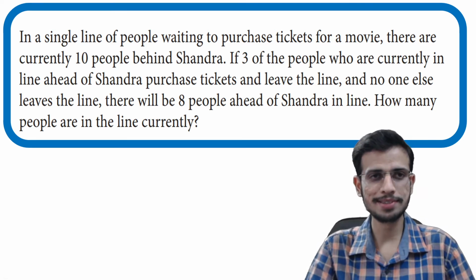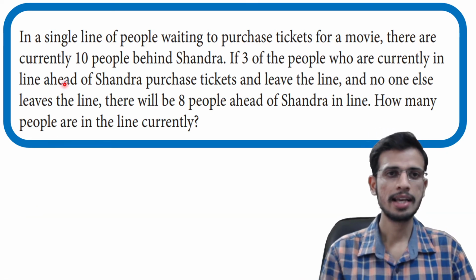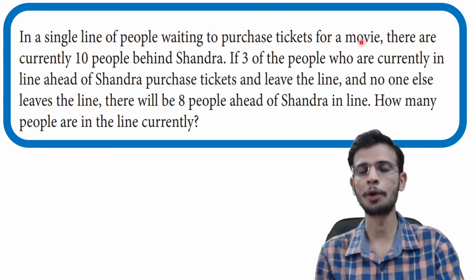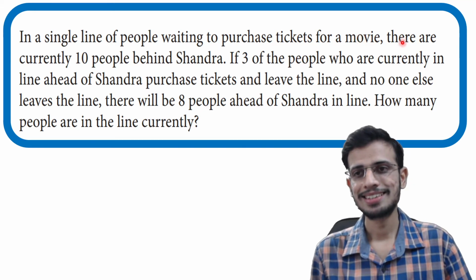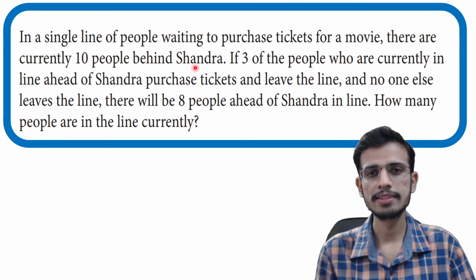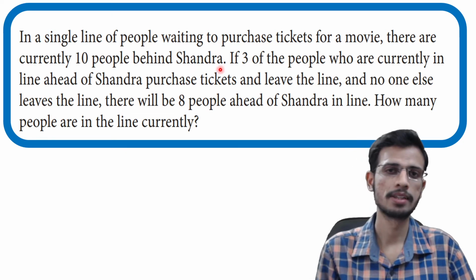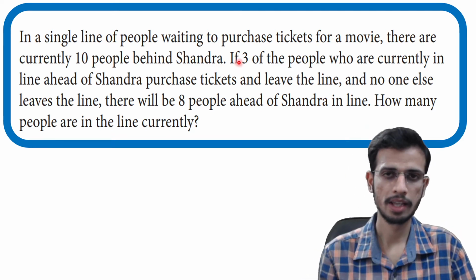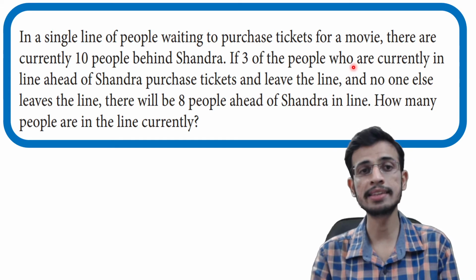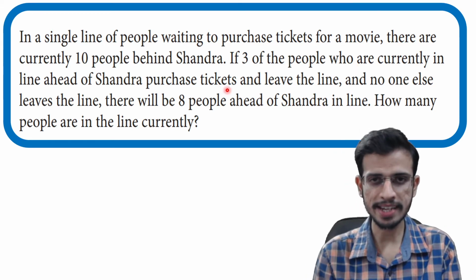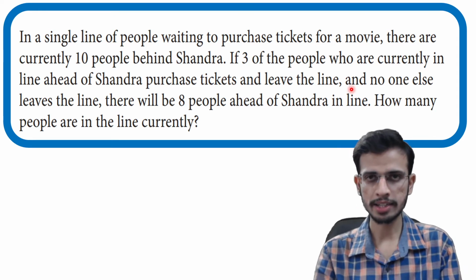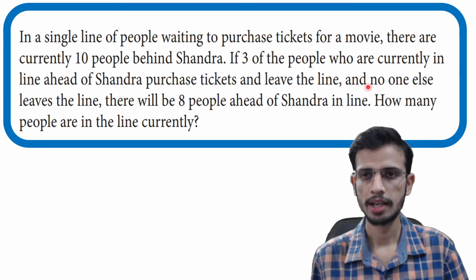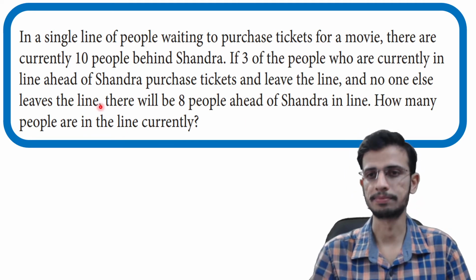Okay, so let us move on to the next question. In a single line, there are people waiting to purchase tickets for a movie. They are going to watch a movie. There are currently 10 people behind Sandra. Right? There are currently 10 people behind Sandra. If 3 of the people who are currently in the line ahead of Sandra purchase tickets and leave the line, those 3 people who are ahead of Sandra have purchased the tickets and then leave the line. And no one else leaves the line.